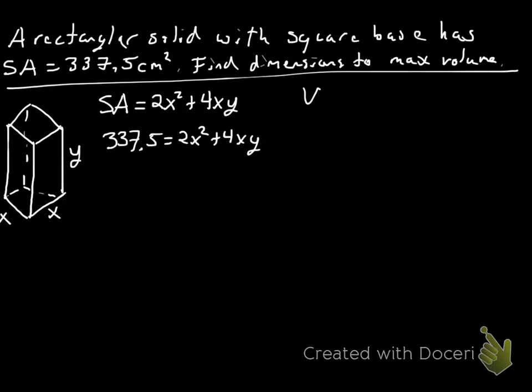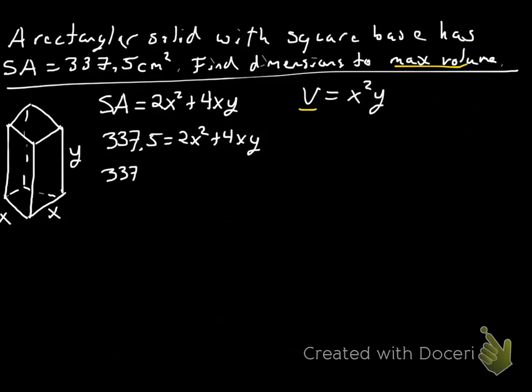The volume of this is going to be base times height, so the base is x times x, or x squared, times the height of y. So volume is equal to x squared times y. We want to maximize the volume, so that's what we're going to want to take the derivative of and set equal to 0. However, it's in both x and y, so we're going to need to solve our surface area equation for either the x or the y, and the y looks a lot easier to do that.